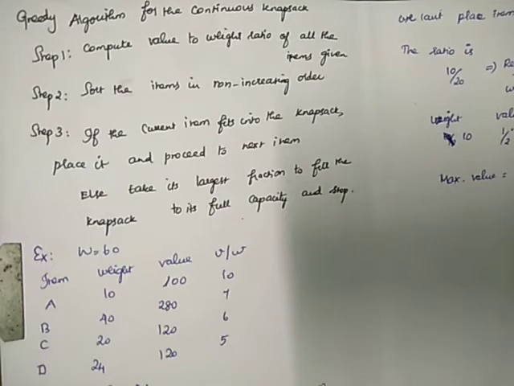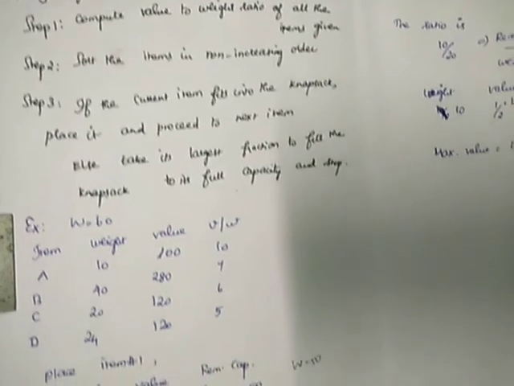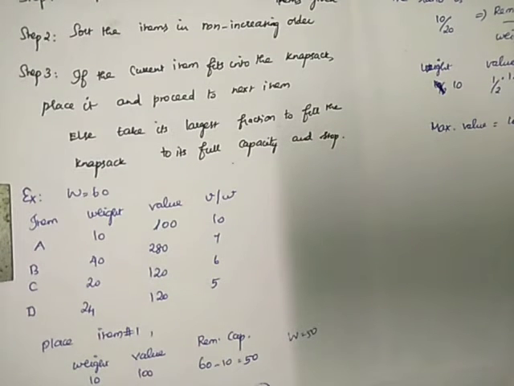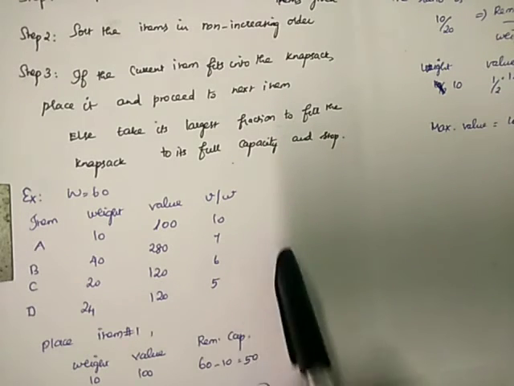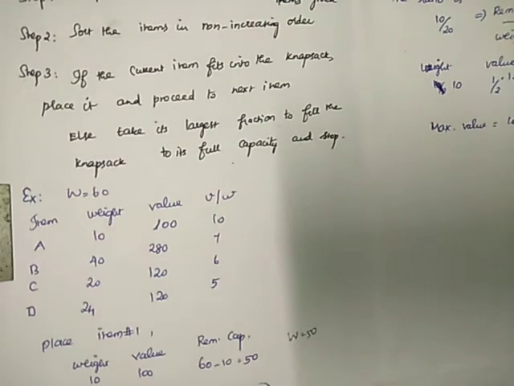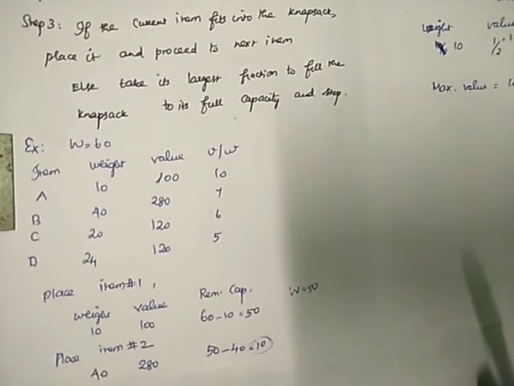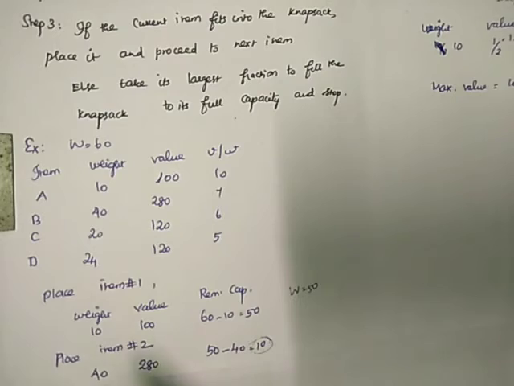The second example is the greedy algorithm for the continuous knapsack. Here we follow the same procedure as the discrete knapsack algorithm. The value to weight ratio has to be computed, and then sort the items in decreasing order. For example, there are 4 items A, B, C, D with weight and value. The value to weight ratios are calculated as 10, 7, 6, 5. Then first we place the first item into the knapsack, which has a capacity of 60 kg.